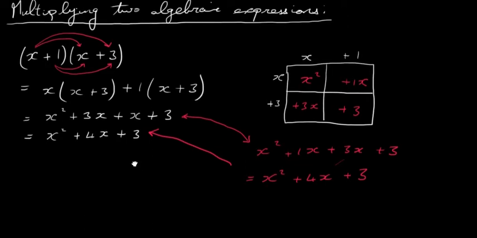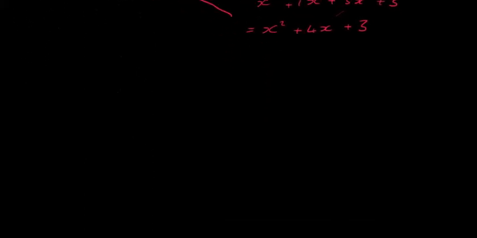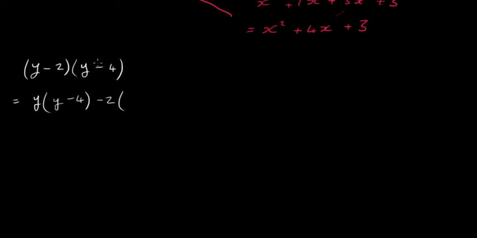Now let's try another example. Okay, so let's say y minus 2, and let's take y minus 4. So really we're just adding a different letter, and we'll add in some minuses as well. Now what we do is we take the first letter here, y, and multiply that by these two here, so y minus 4. Then you take the second term here, which is minus 2. We're also going to multiply that by y minus 4.